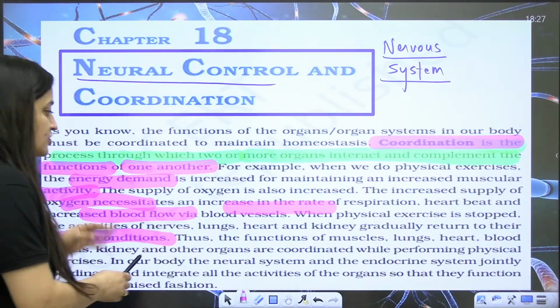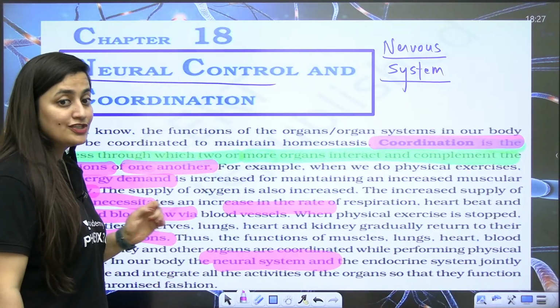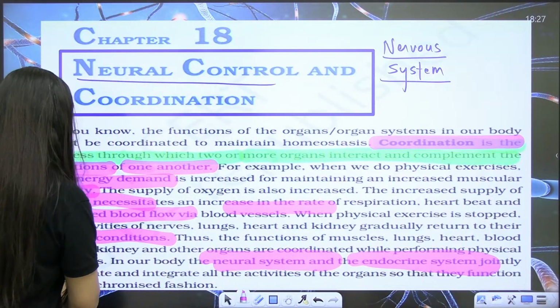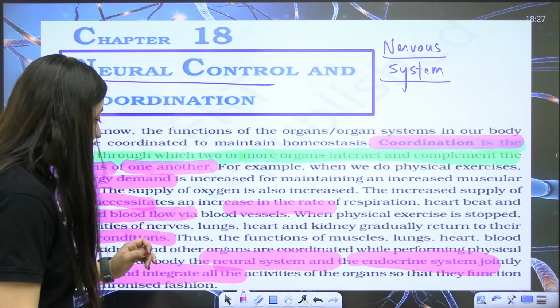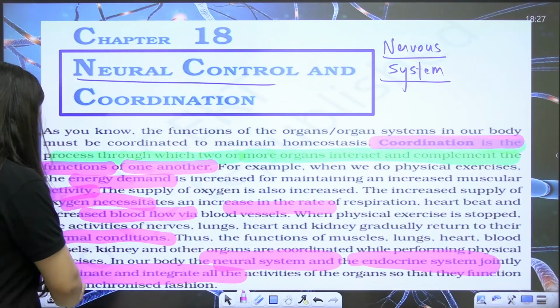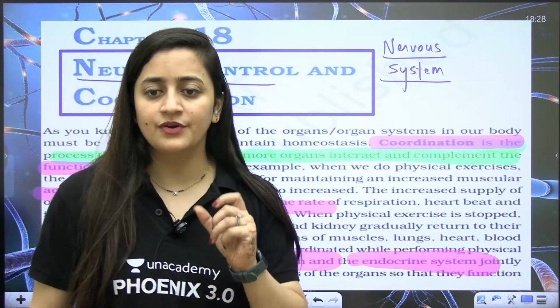So in our body, not just the neural system, please keep it in your mind, the endocrine system also jointly coordinates and integrates all the activities of the organs so that they function in a synchronized manner.